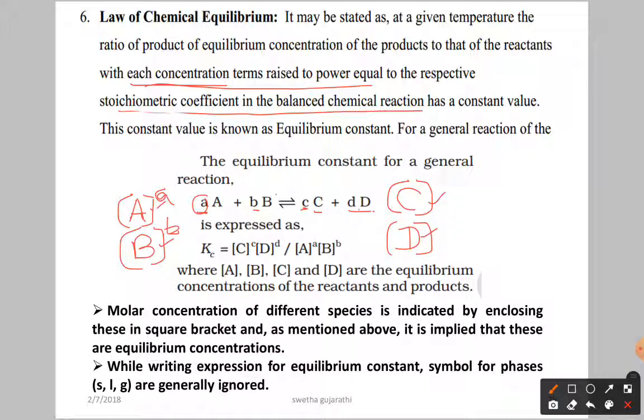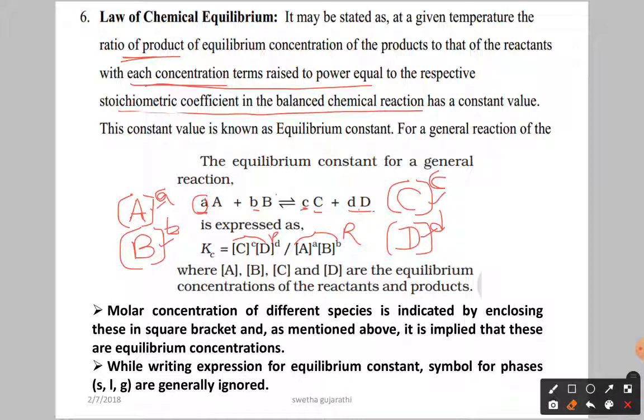In the case of the products, the concentration of C is raised to small c, and the concentration of D is raised to small d. Next, it is a ratio: the ratio of the products to the reactants. Now, how do we define Kc? Kc is the ratio of the products, C and D, to the reactants, A and B.